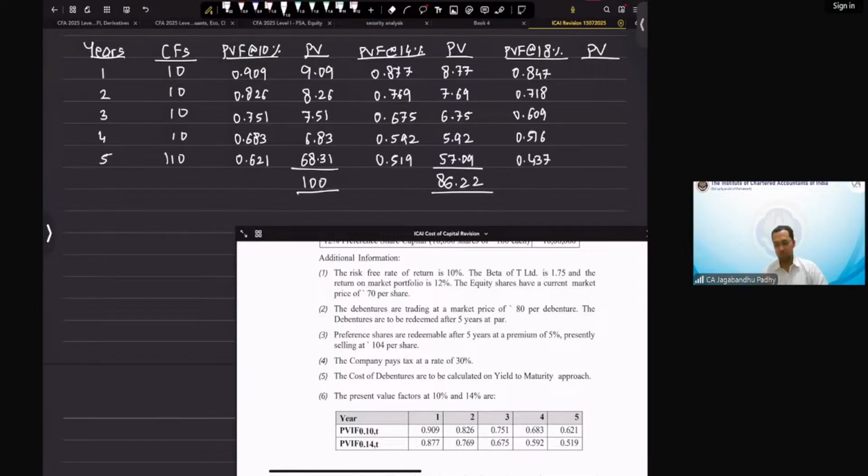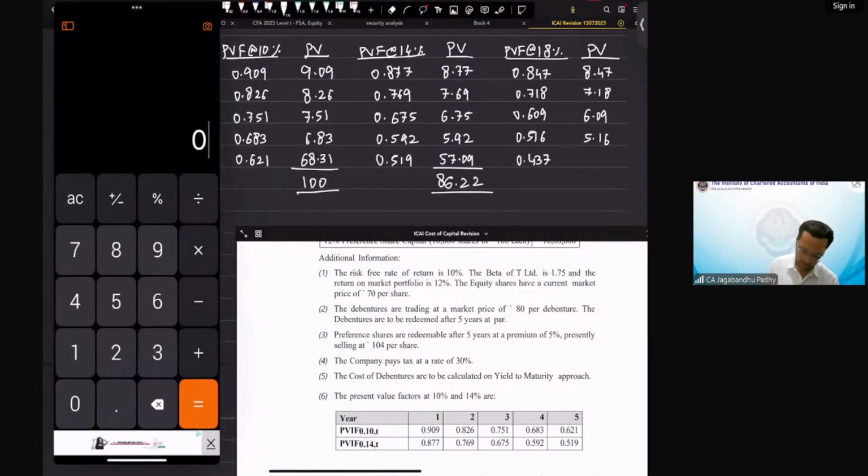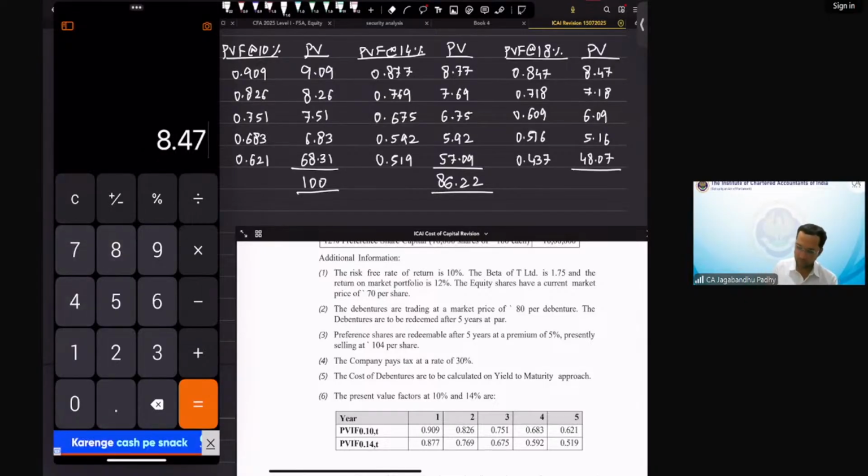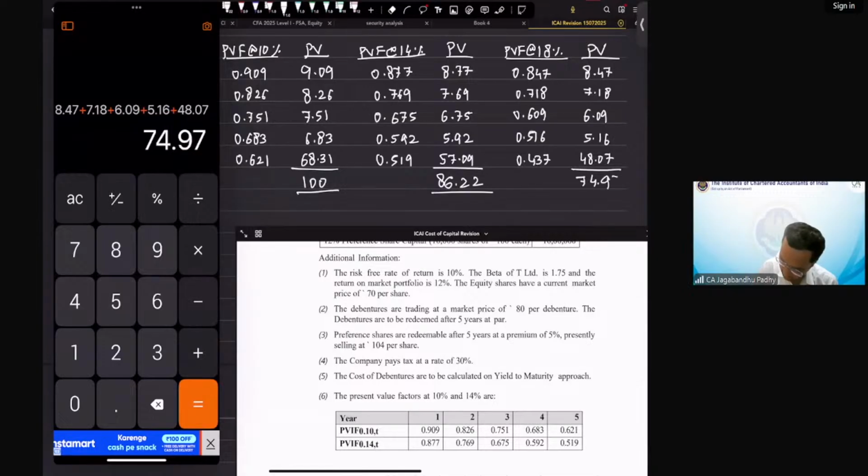Okay. Then cash flows multiplied by the PV factors, which is 8.47, 7.18, 6.09, 5.16, and then 0.437 into 110 is 48.07. Take a total of it: 8.47 plus 7.18 plus 6.09 plus 5.16 plus 48.07. This is 74.97.